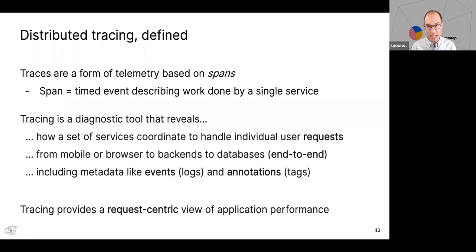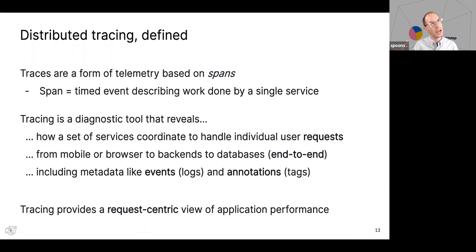If that's the data, those are the traces. Tracing is a diagnostic tool that reveals how a set of services coordinate to handle those requests. It'll go from a web app or a mobile app through your backends all the way through to your databases. In addition to the service name and this timing structure, it'll also contain a bunch of other events, which you can think of a little like logs, and annotations, which are kind of like tags or labels. And in all of this, my co-authors would definitely agree: tracing provides a request-centric view of application performance.